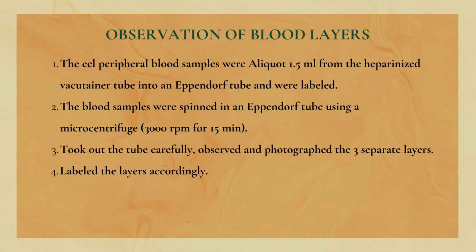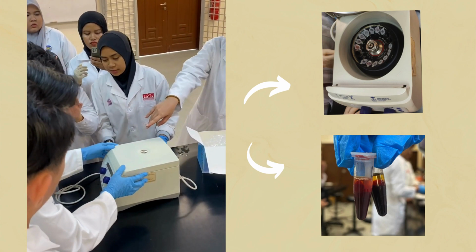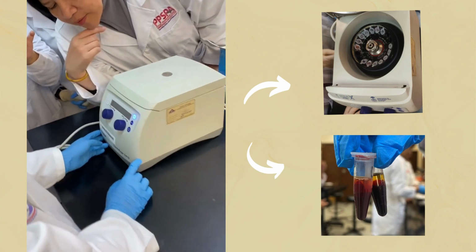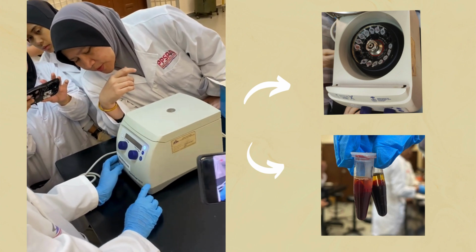Okay, the next process is the observation of blood layers, where 1.5 ml of the eel peripheral blood sample was transferred from the heparinized vacuum tube into an Eppendorf tube and labeled. The blood samples were spun in the Eppendorf tube using a microcentrifuge, and then the tube was taken out carefully, and the 3 separate layers were observed and photographed, and then we labeled the layers accordingly.